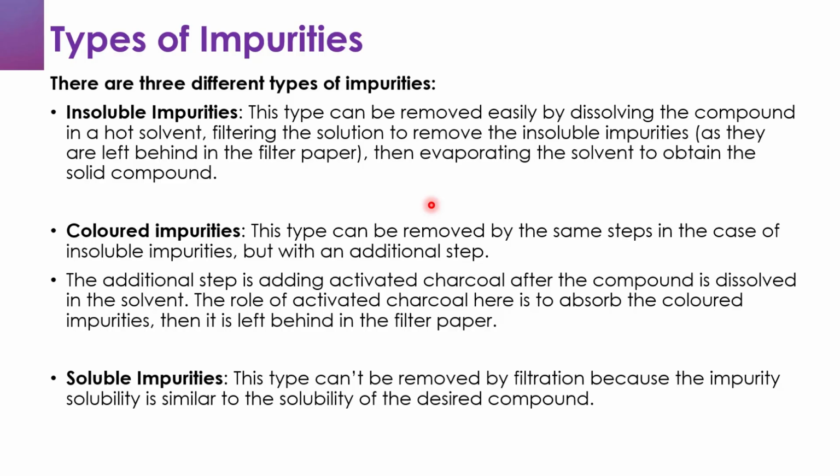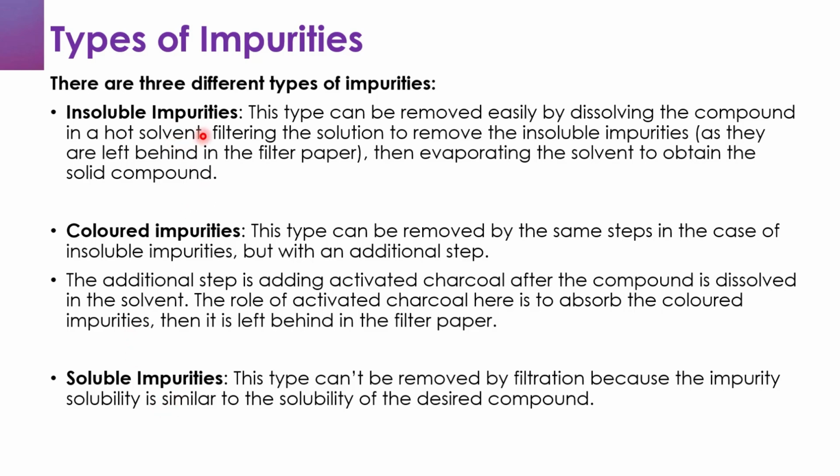So now let's look at the types of impurities that are normally seen in compounds during the recrystallization process. Basically, there are three different types of impurities: the insoluble impurities, the colored impurities, and the soluble impurities. So we will pick them and look at them.